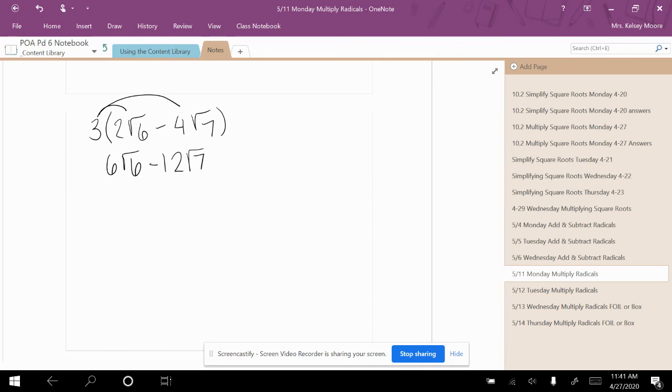And that is how you multiply radicals with the distributive property and multiplying like terms.